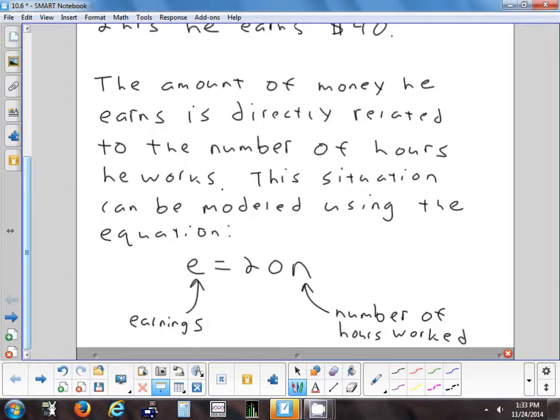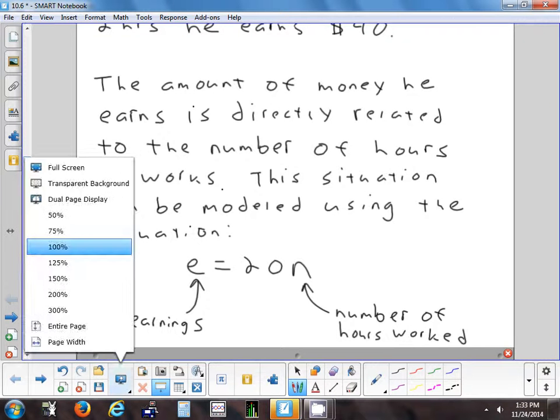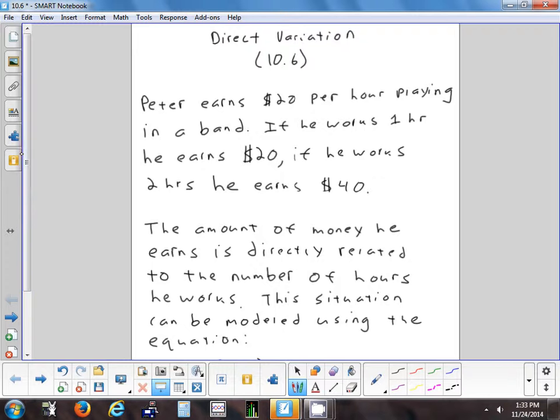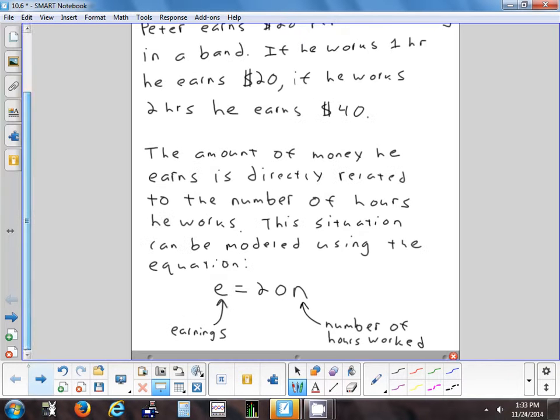What's this called? Can you go up so I can see up to where this is? So this is 10.6, direct variation. What I want you to get out of this page is what a direct variation equation looks like. That's it. The only thing you have to write in right now is where it says 10.6. What's the title of this section? Direct variation. A direct variation equation is always going to look like this. It's going to have a letter, equals, then a number, and then another letter. Every time. That's what a direct variation equation looks like.